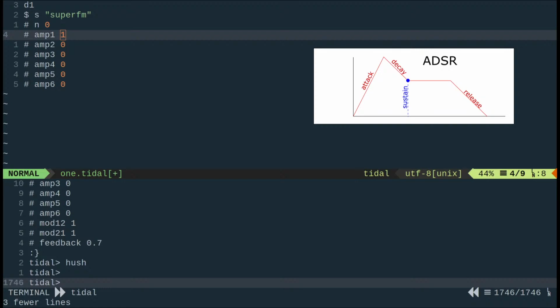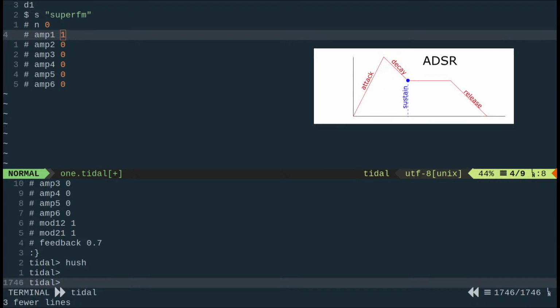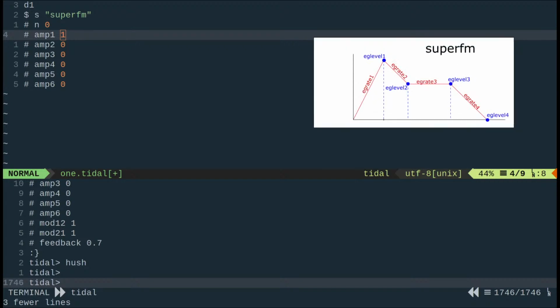EG level 1 doesn't exist in ADSR. So EG rate 1 is attack. EG rate 2 is decay. EG rate 4 is release. And the only amplitude value you have in ADSR is sustain, which would correspond to both EG level 2 and EG level 3. Because if you change sustain, they both change. They would be the same value.